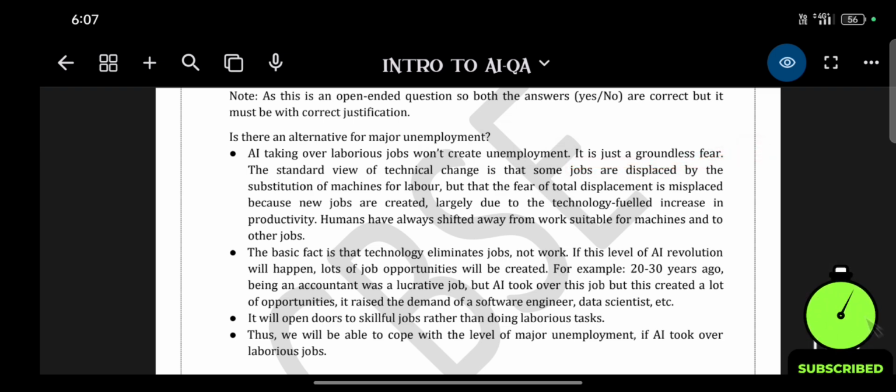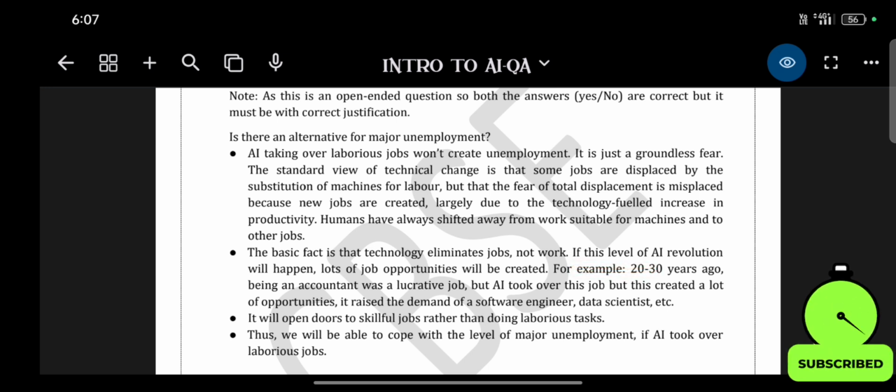The standard view of technical change is that some jobs are displaced by substitution of machine for labor. But the fear of total displacement is misplaced, because new jobs are created largely due to the technology-fueled increase in productivity. Humans have always shifted away from work suitable for machines and to other jobs. Second, the basic fact is that technology eliminates jobs, not work.